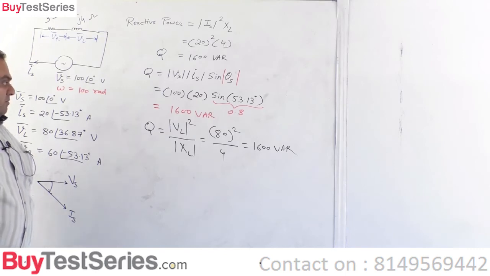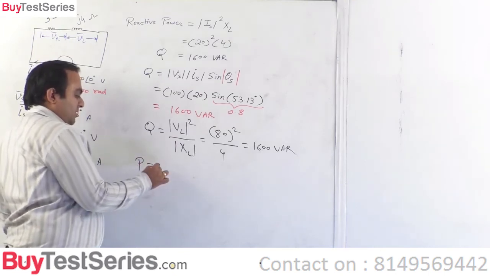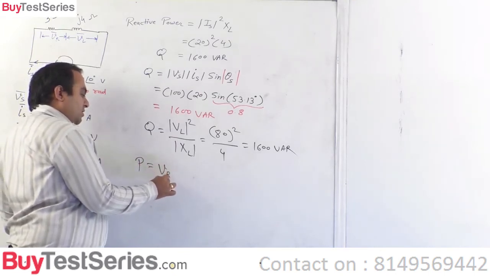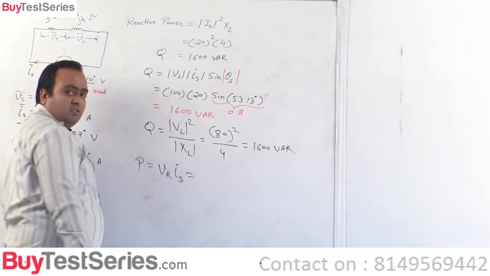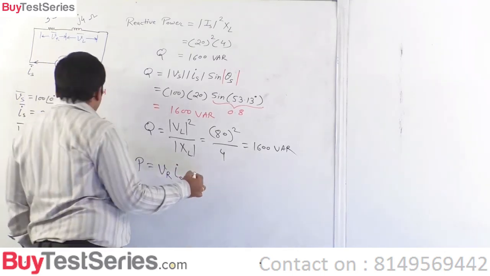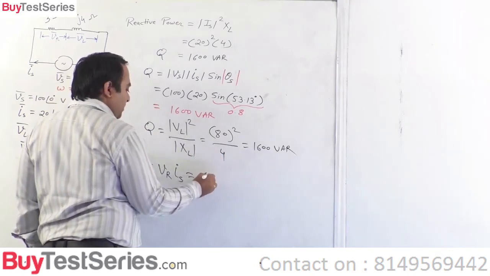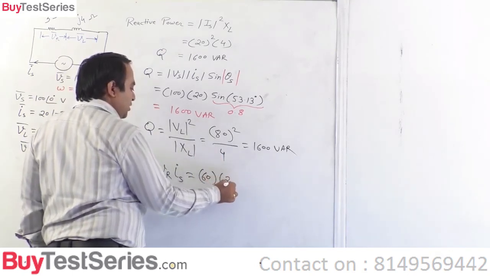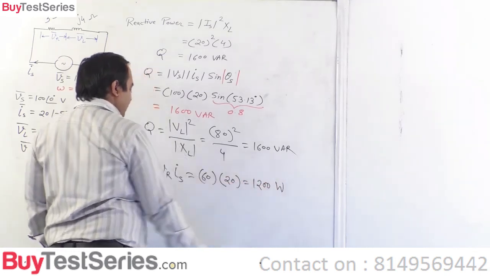Another way, which we can add, both in the active and reactive power. One way of calculating the active power, which I did not mention earlier, is voltage across the resistance into current through it. So what is the voltage across the resistance? Voltage across the resistance was 60, and what is the current through the resistance? 20. So it is 1200 watts.